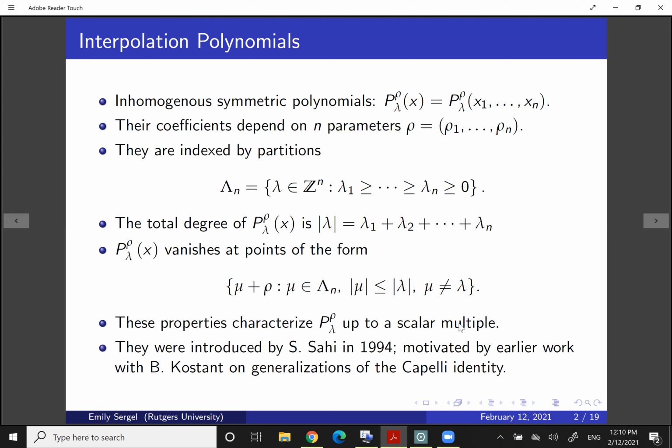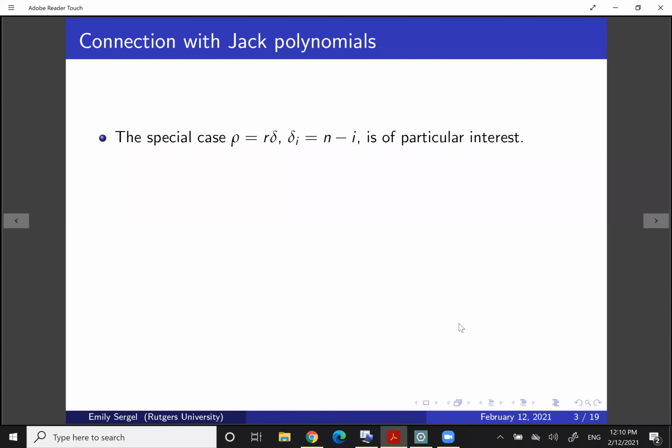They were originally introduced by Siddhartha in 1994, and they're motivated by earlier work with Constant on the generalizations of the Capelli identity. So they have some really interesting connections to Jordan algebras and stuff like that. So the connection I want to focus on, though, is with Jack polynomials. When we look at that staircase shape, rho is the staircase, n minus 1, n minus 2, and so on, times a parameter r. Then we have some extra connections, and this special case was studied with Sahi and Knopp back in the day.